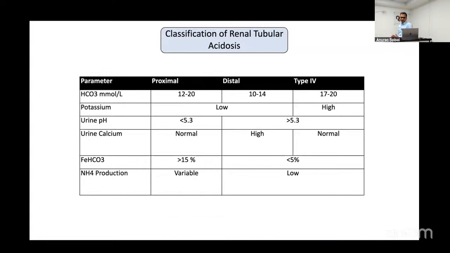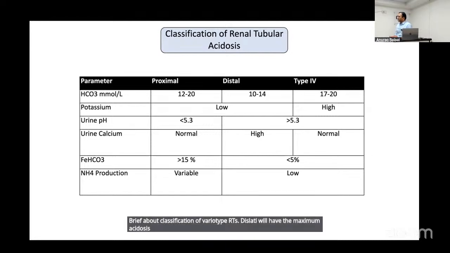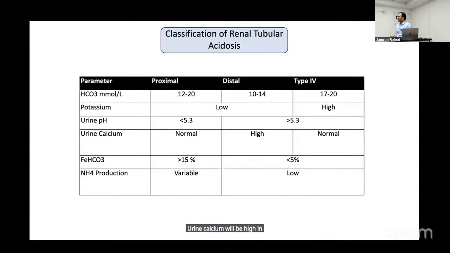So, a brief about classification of various types of RTAs. Distal RTA will have the maximum acidosis. Potassium will be low in proximal and distal and will be high in type 4. Urine pH will be less than 5.3 in proximal and more than 5.3 in distal and type 4. Urine calcium will be high in distal RTA and normal in proximal and type 4.